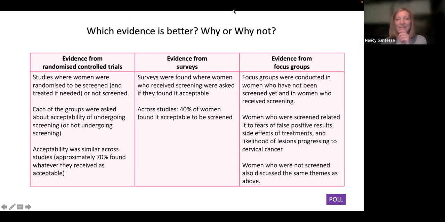So it's somewhat evenly distributed between the randomized trials, the surveys and the qualitative research, and then a few more people said they would choose all of them. I'm wondering why some people did not choose the randomized control trial. What was it about it that maybe wasn't so good, or wasn't the best evidence?